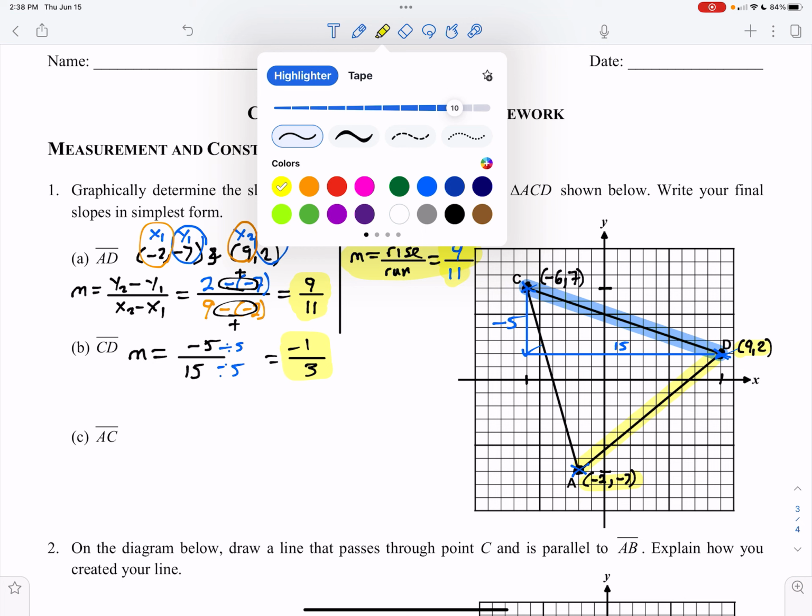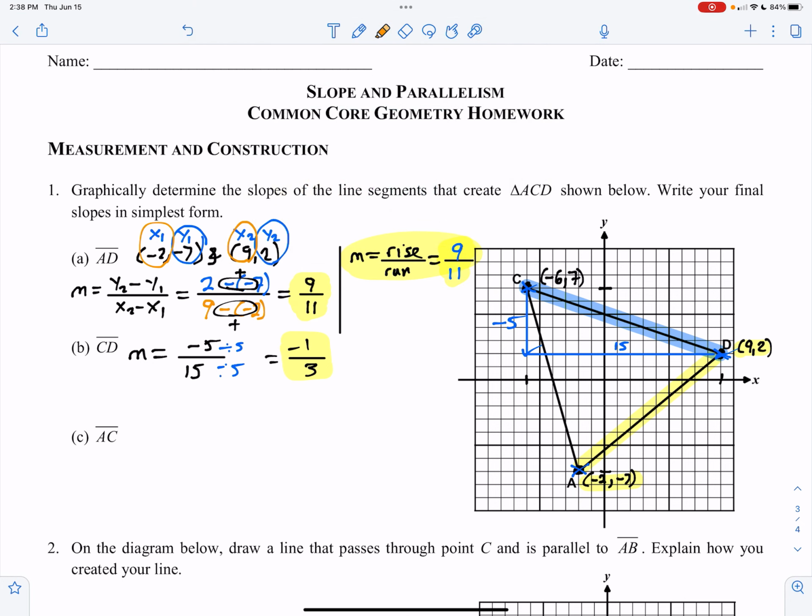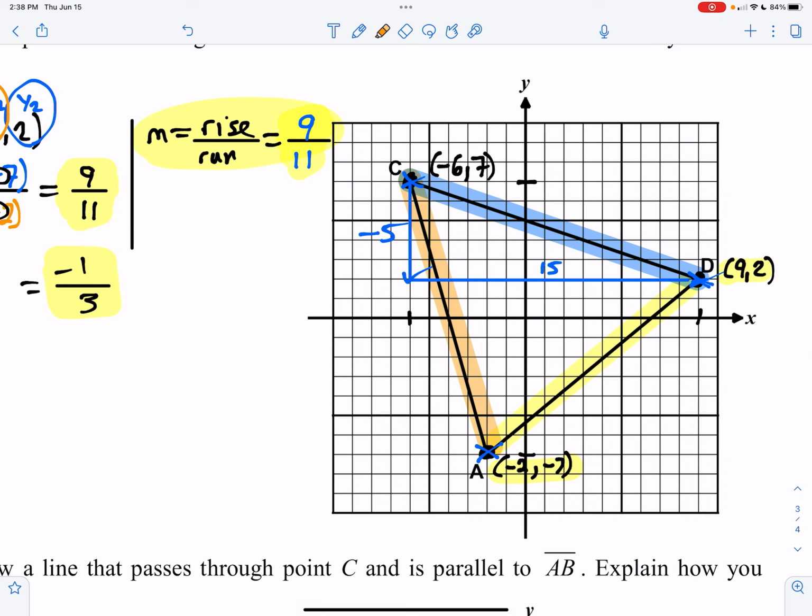Okay, and then finally, I'm going to highlight this one in orange, AC. Now keep in mind, AC is not going to go up in that direction. It's actually going to go from C to A downward, as we take a look at that. So I'm going to erase this work here.